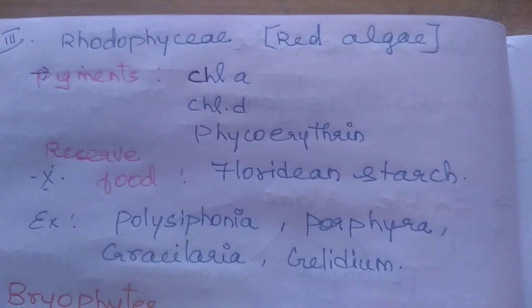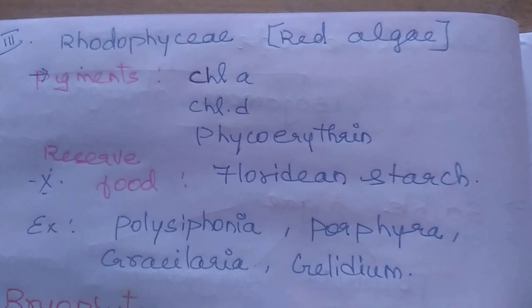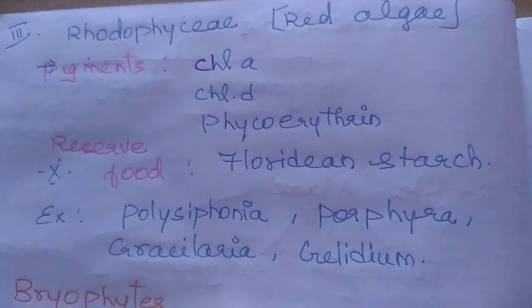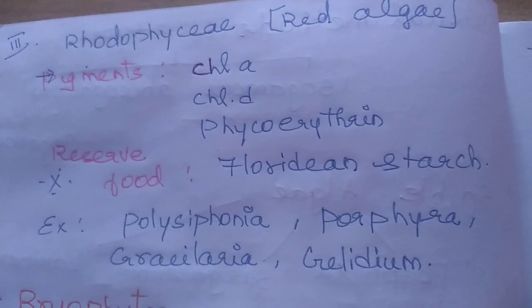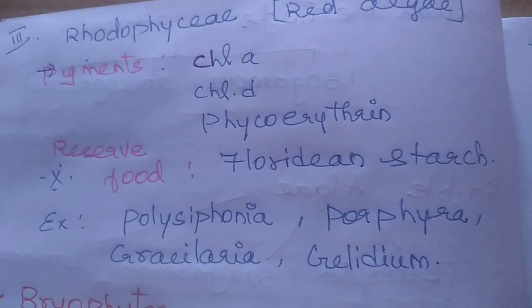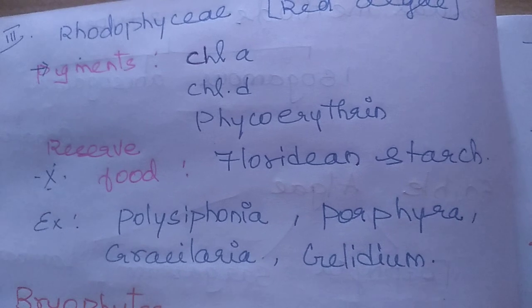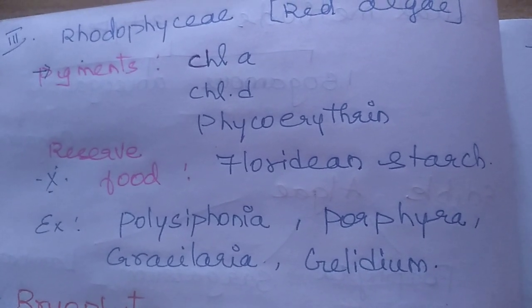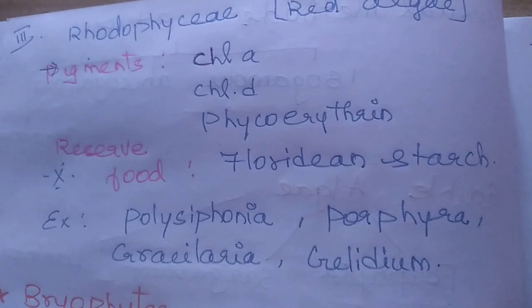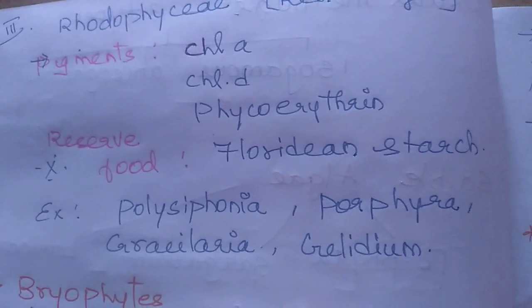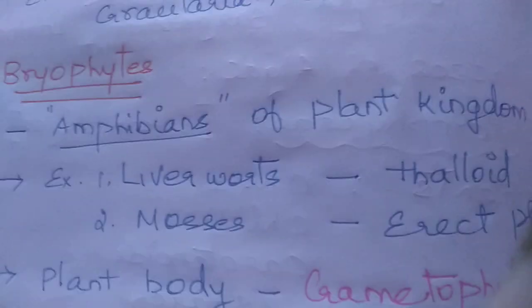And what is the reserve food here? Floridean starch. So the red algae prepared a food called Floridean starch. So the famous red dress wearing algae, the Rhodophyceae uniform is red in color. So all the members, Polysiphonia, Porphyra, Gracilaria, Gelidium, are all wearing a red dress, and they are preparing the food called Floridean starch.